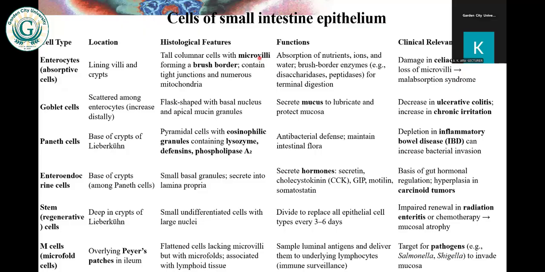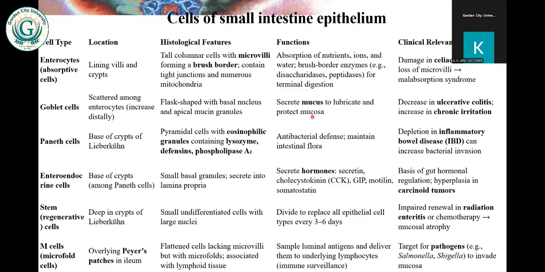When there's damage to these absorptive cells, remember the absorptive cells have microvilli. So when there's damage to these absorptive cells, or there's loss of microvilli, it leads to a problem with absorption, a condition that we call celiac disease. Then we have the goblet cells that secrete mucus to lubricate and protect the mucosa.